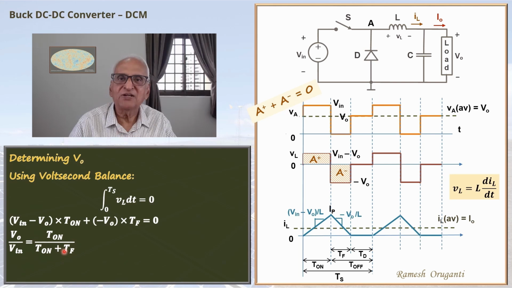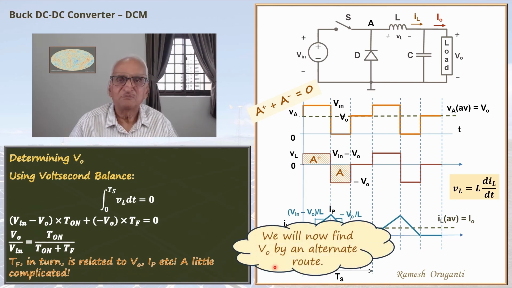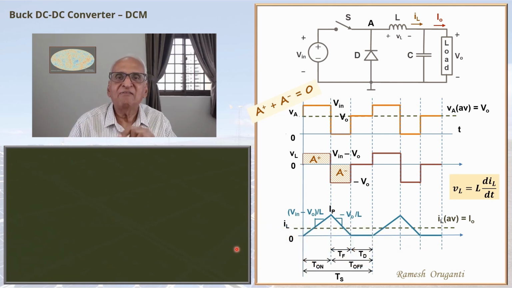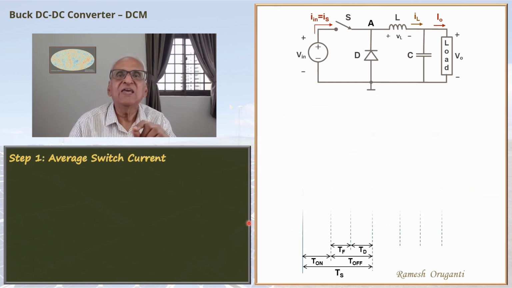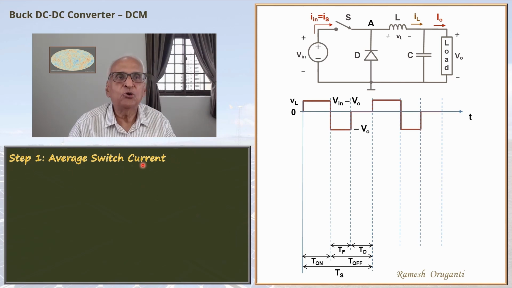So we have to find a relationship between TF and V0 in order to proceed further. We will do it by an alternate method, perhaps a bit simpler, but either method is fine. In this method, first we will find the average switch current or the average input current. Notice that the switch current and the input current are the same. The switch is in series with the source. So I in equals Is.